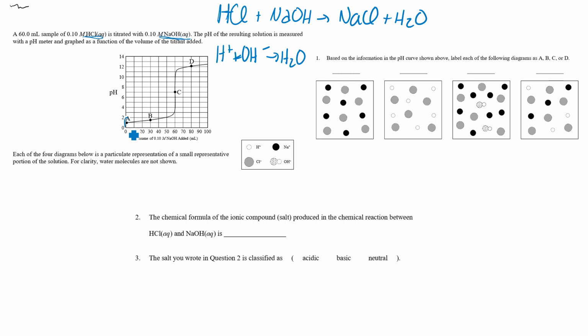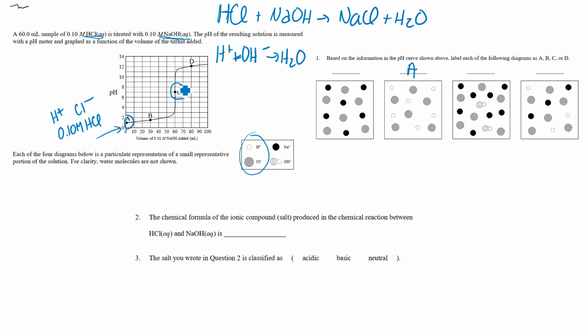So initially, right here at point A, I'm starting with pure HCl. So what's present in the solution is 0.1 molar HCl. And HCl is a strong acid, so it will have completely dissociated into hydrogen ions and chloride ions. And if we see this key right here, that's where hydrogen and chloride ions look like. So it looks like this diagram showing what's happening there. Cool.